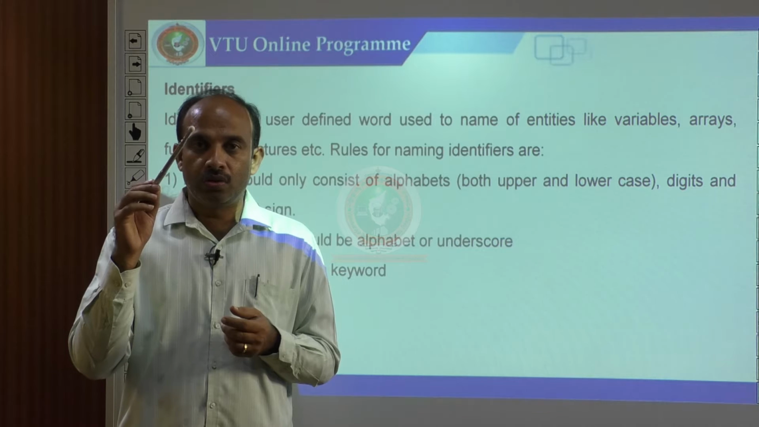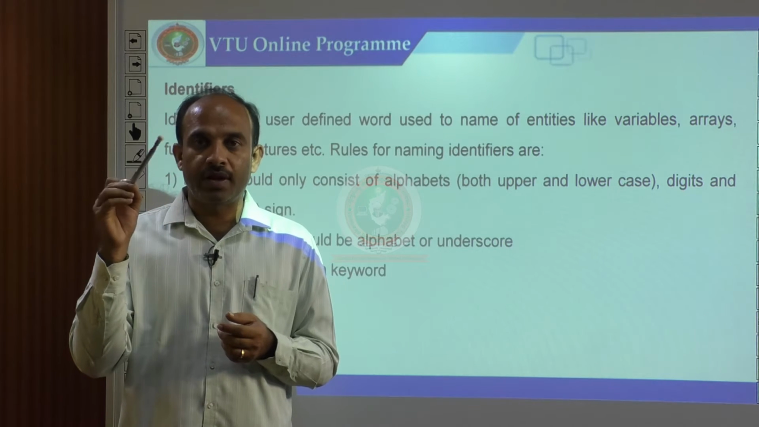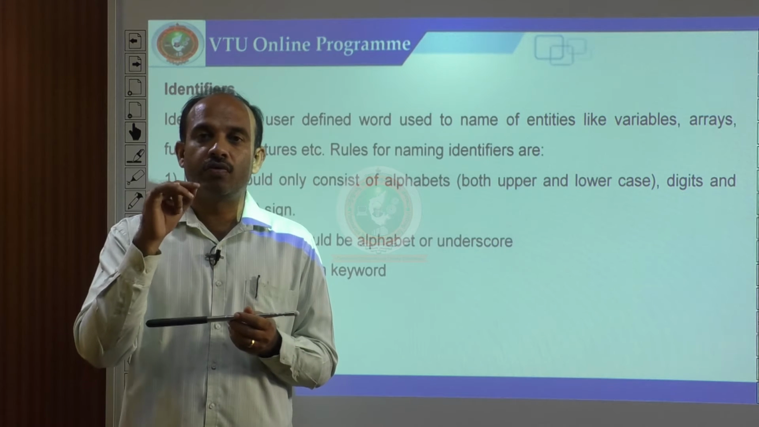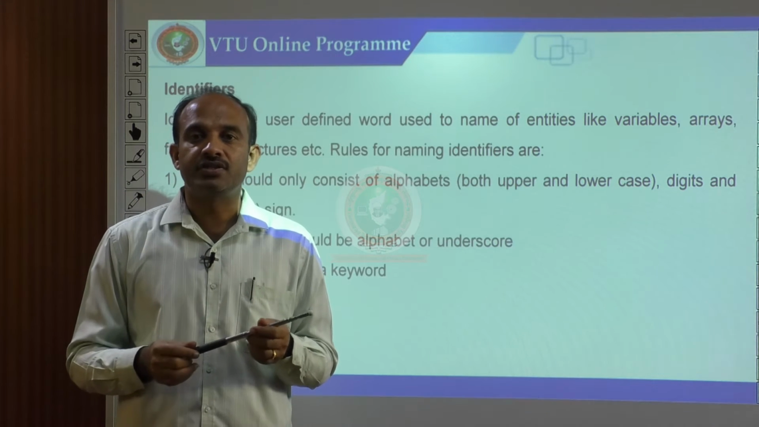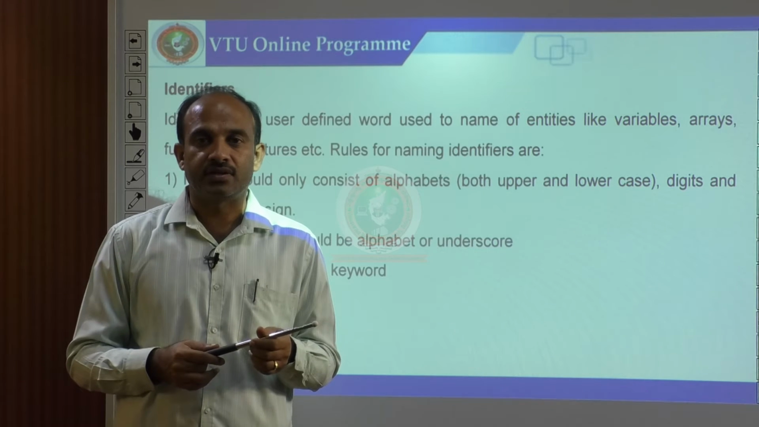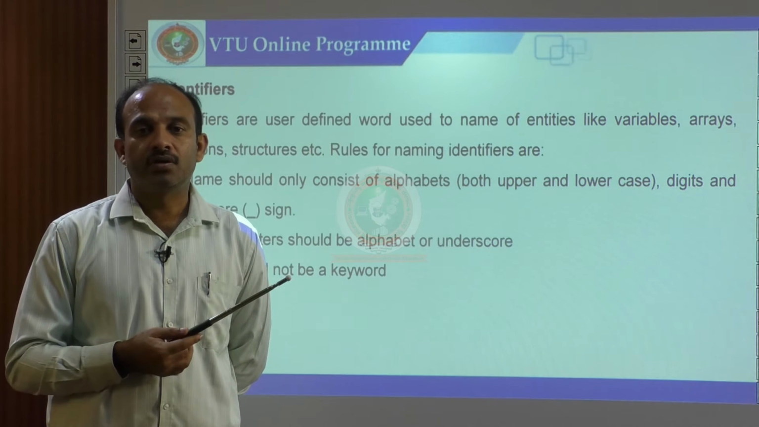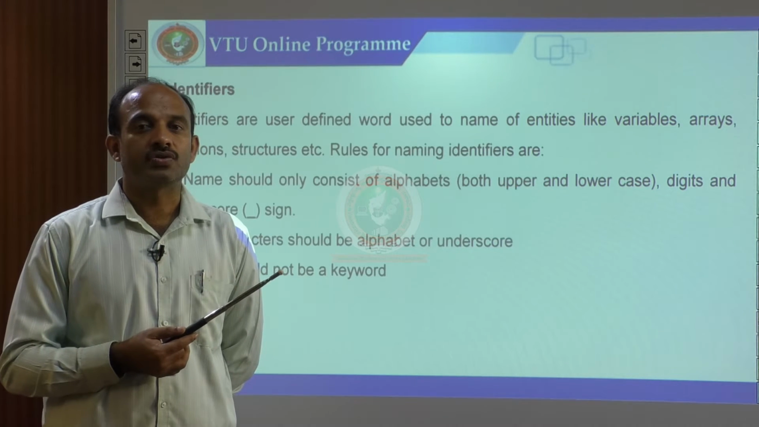Underscore C program or C programming language, that is one identifier. You should not start with 1, 2, 3 C programming or 9 C. You should not use a digit as your first character. So, the first character of a word or an identifier should be an alphabet or underscore.